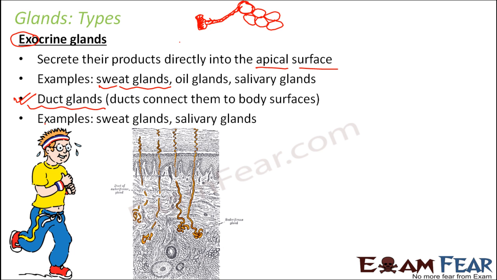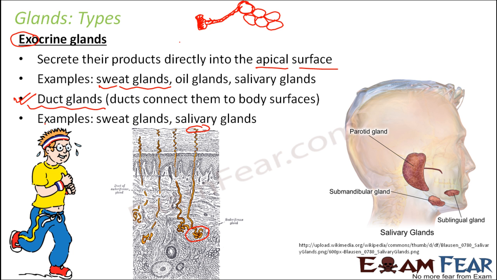In this picture, you can see it very clearly. These are the glands. This is where the glands are located, but they are connected with the help of ducts, and that is why the secretion can be felt on the body surface. So these are the ducts.